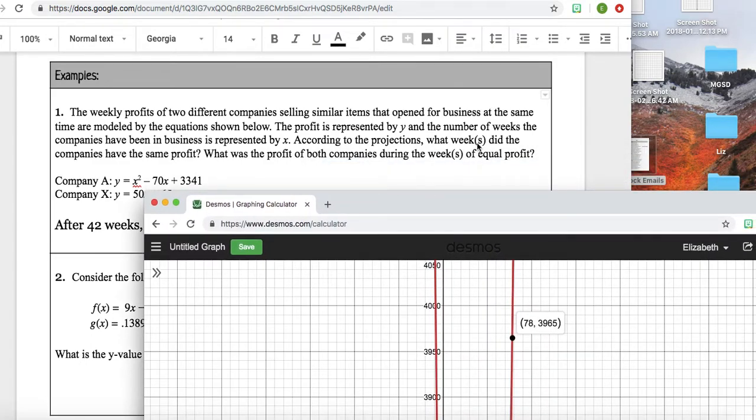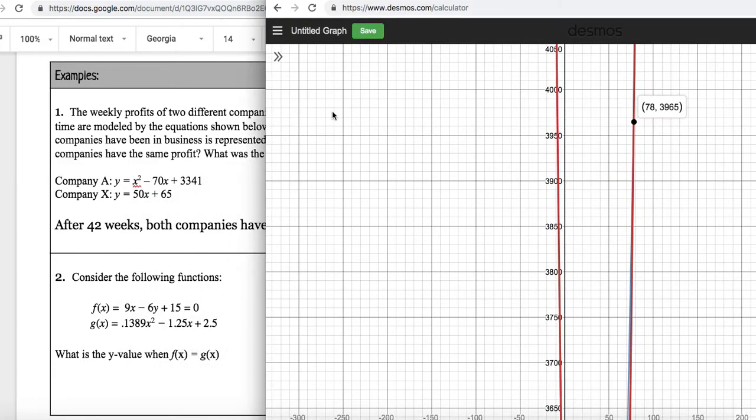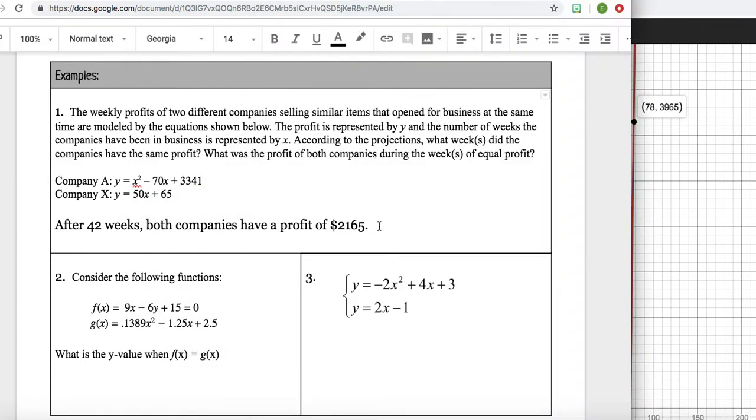So that's another answer to this question, because it asks you, according to the projections, what week or weeks in plural did the companies have the same profit, and what was the profit of the companies during those week or weeks of equal profit? So that is another place where they had equal profit because they both share that same point. So after 42 weeks, the companies had a profit of $2,165, and after 78 weeks, both companies had a profit of $3,965.